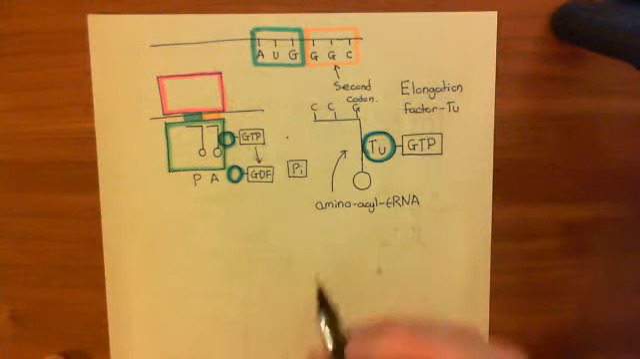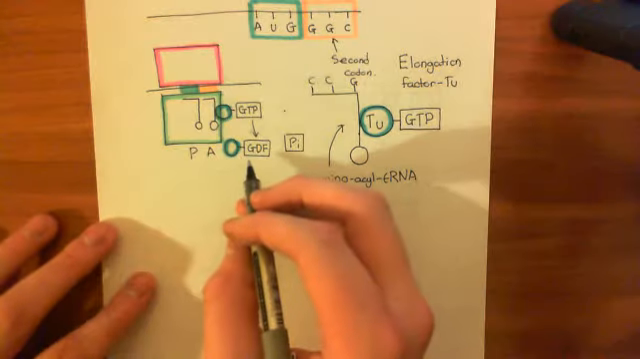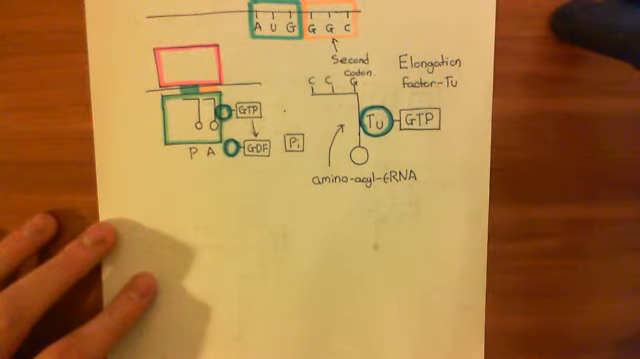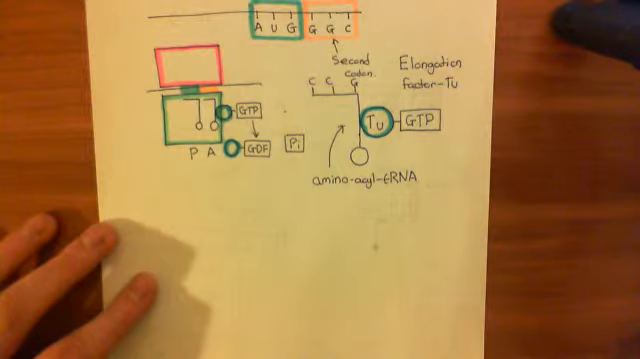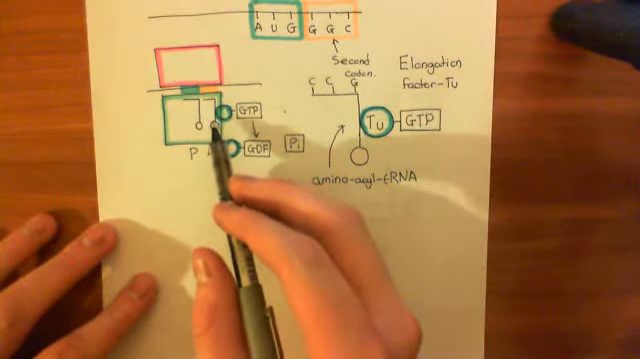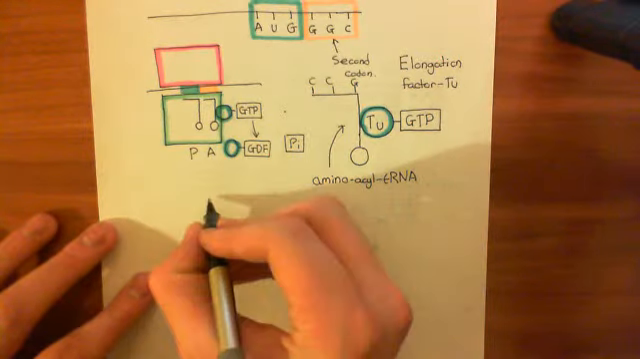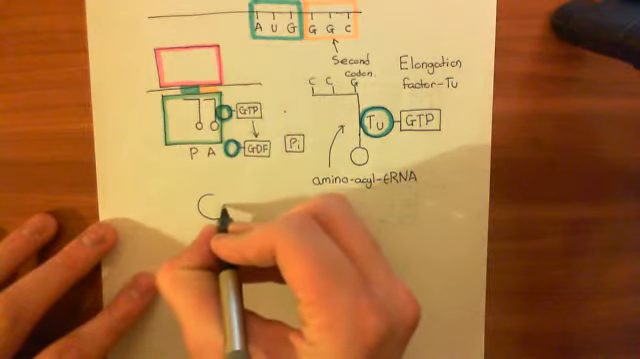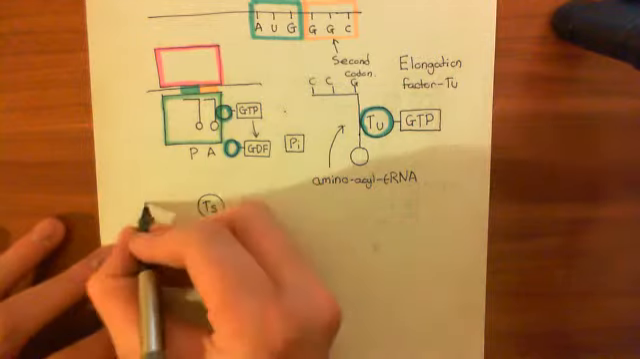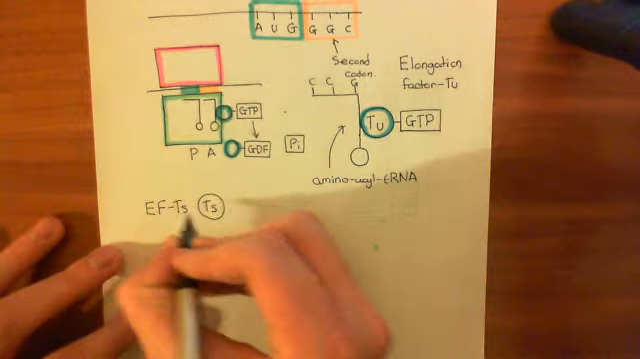Okay, so now what I wanted to discuss is just how these elongation factor TU proteins are recycled. So how do you reuse this elongation factor TU protein once you've cleaved it off the amino acyl tRNA and it's now bound to GDP? What happens is another elongation factor comes along, and this time it's elongation factor TS. So this is EF for elongation factor, and then TS, okay?